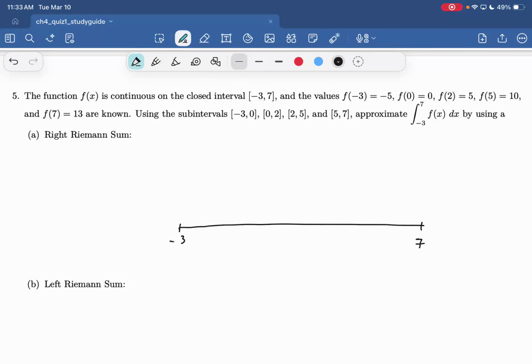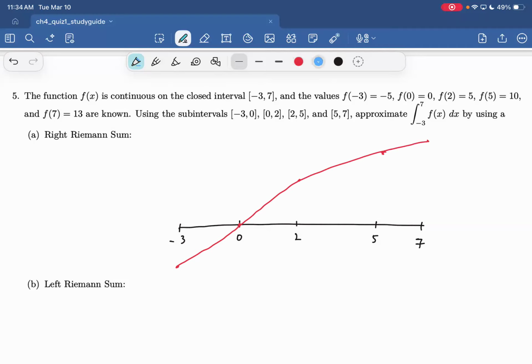So we're given the value of the function at 5 points. The function at -3 is -5, so that's here. Function at 0 is 0. Function at 2 is 5. And the function at 5 is 10. And the function at 7 is 13. And so if we connect this, the function is going to look like that, right?